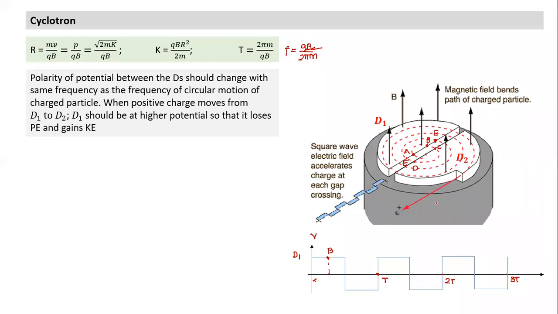In that case, what will happen? Every time it passes through, it will keep gaining kinetic energy. That's the principle it works on. Some of you might have worked at CERN and other laboratories which work on subatomic particles. They make use of cyclotrons pretty often.